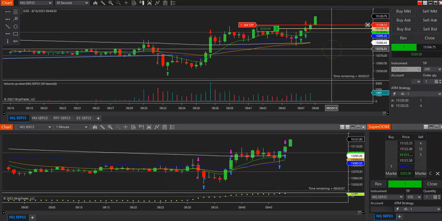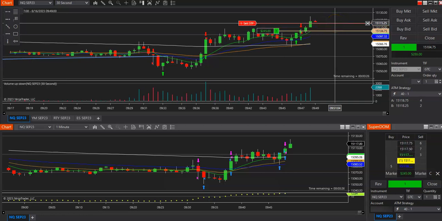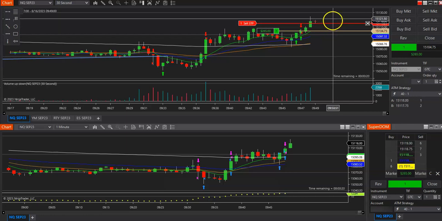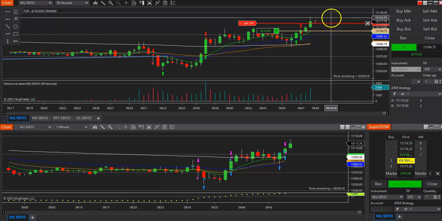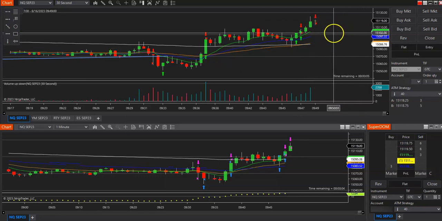Moving my stop above there. Waiting for this candle to close to move my stop up some more. Alright, let's see if we get continuation, or I'm going to get stopped out. Moved it halfway above this candle. So let's see if we can get a continuation higher. Alright, that's fine with me.